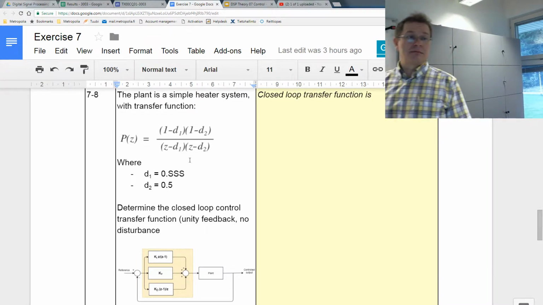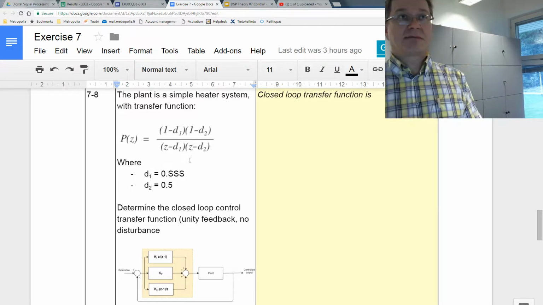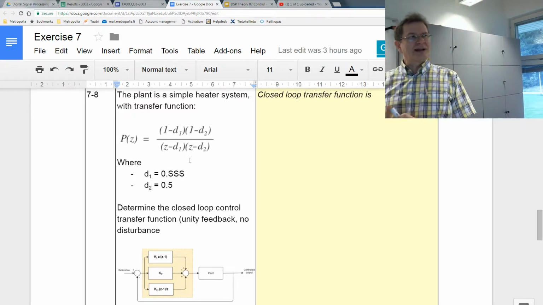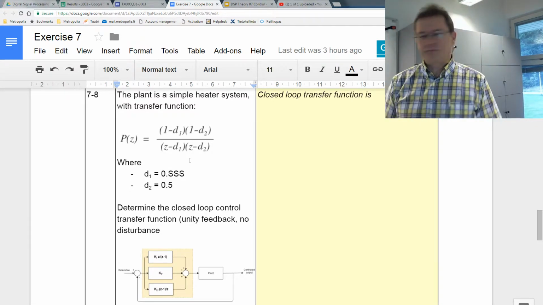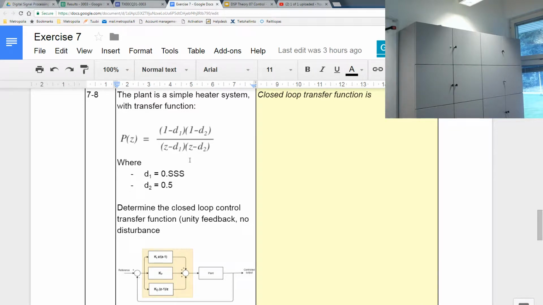But still a simple system, no oscillating poles. Otherwise the poles would be somewhere here, and they would start oscillating. Here it's just a gain on the DC term, meaning it's just the slowness of the system.